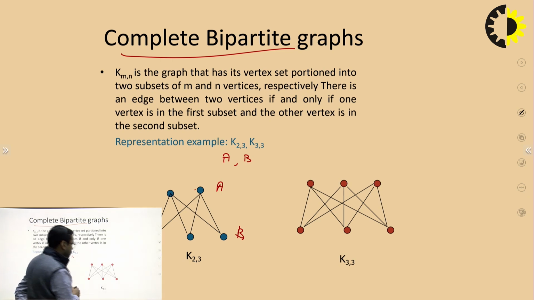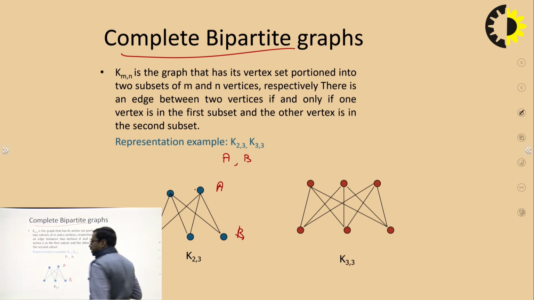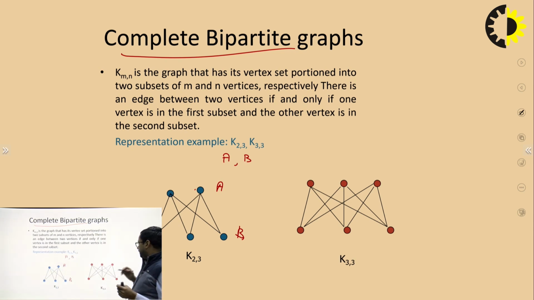Here in this case K3,3 means that two sets exist in such a graph. Set A contains 3 elements and set B contains 3 other elements, and each element of set A is connected with set B. In the case of a bipartite graph, such a scenario can exist.